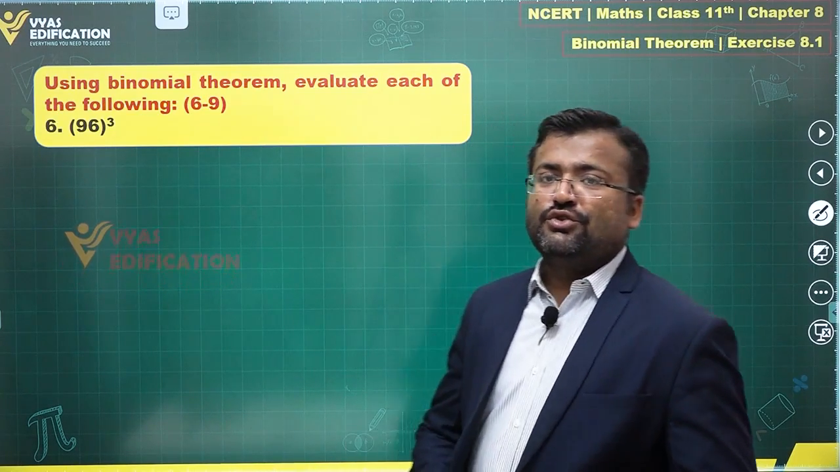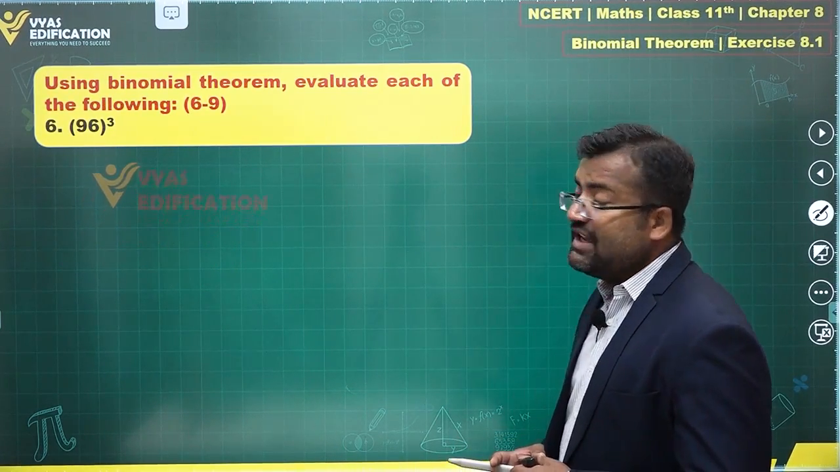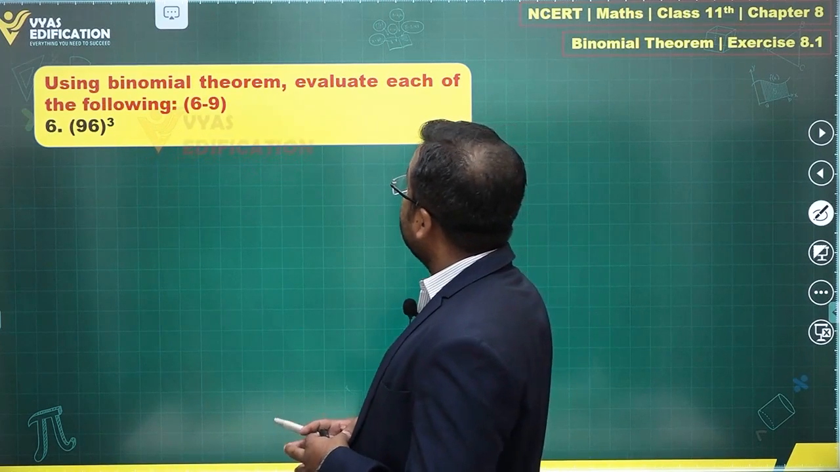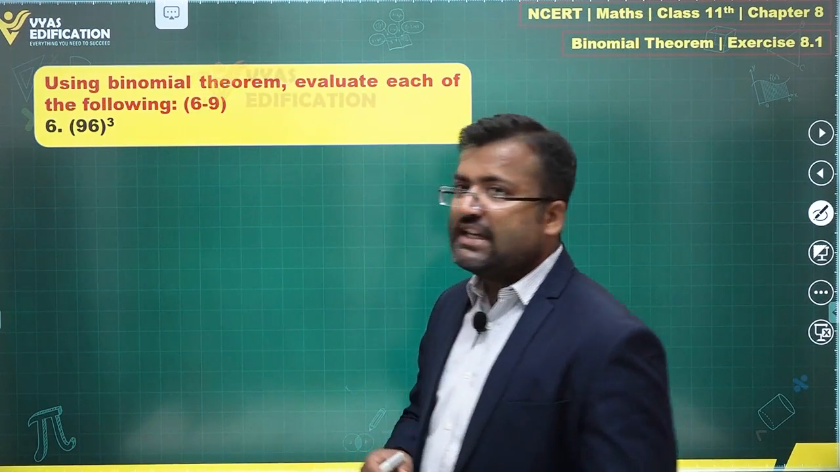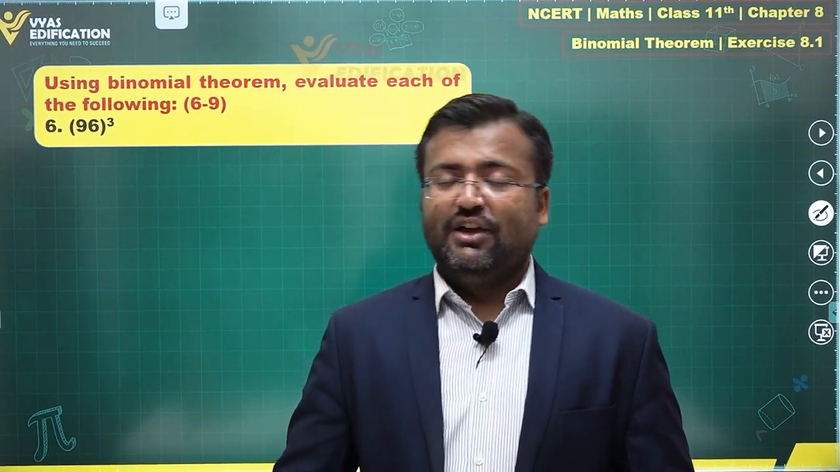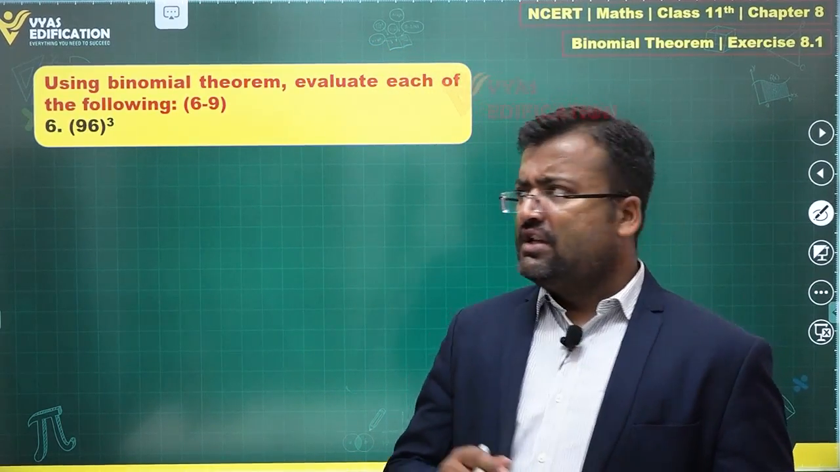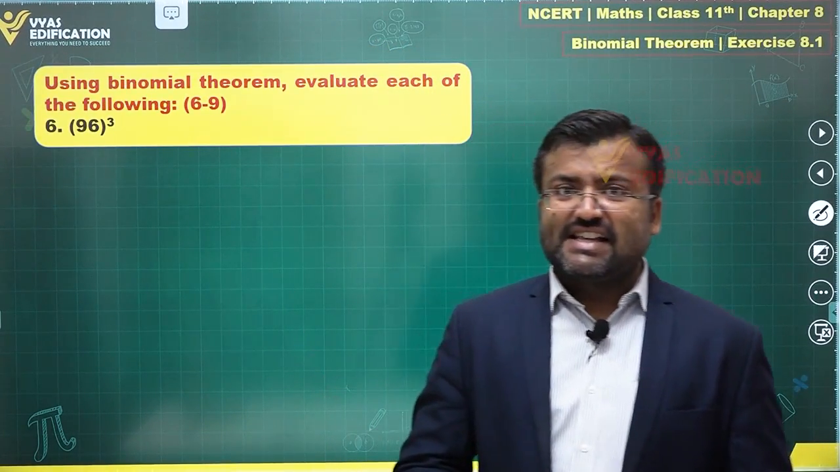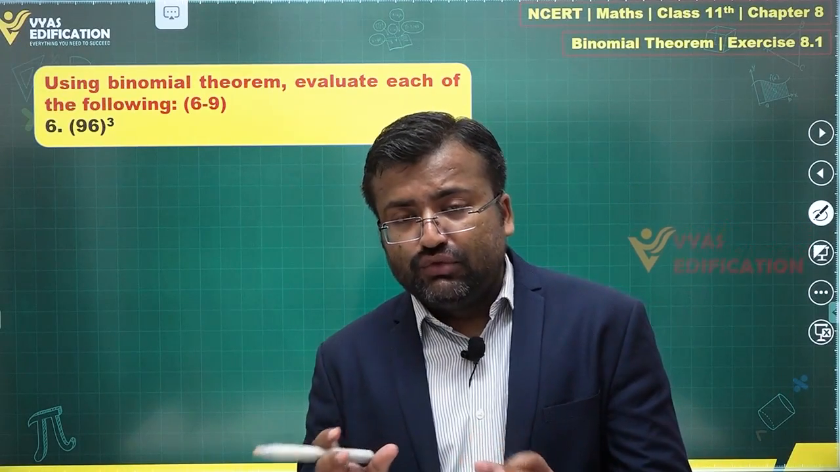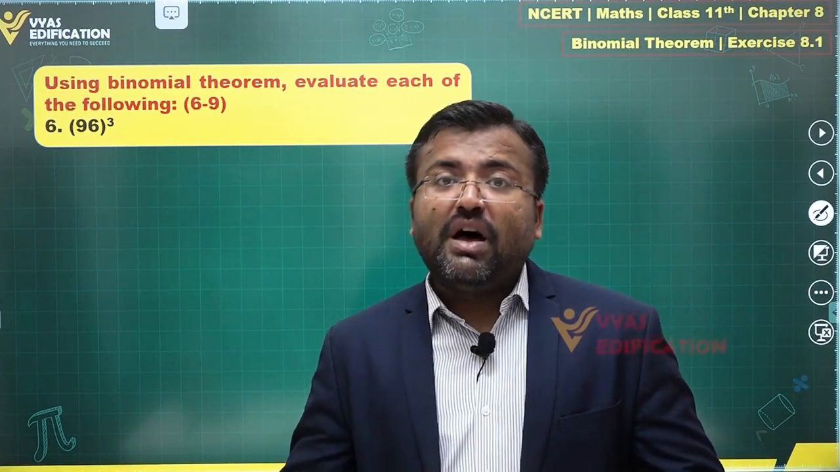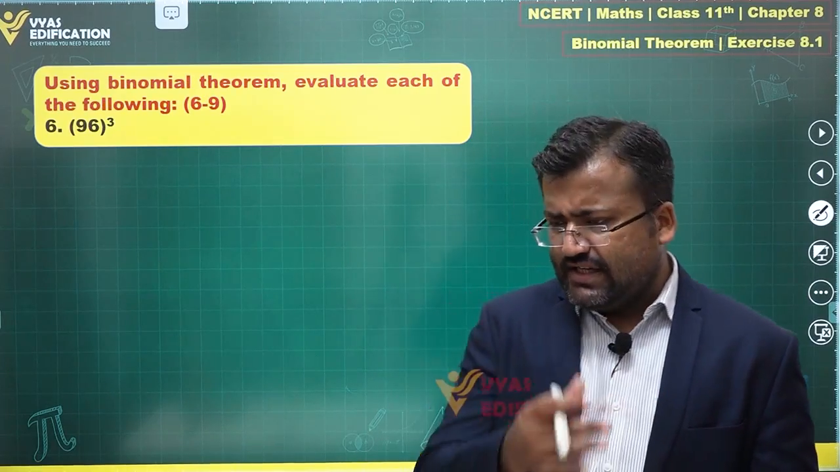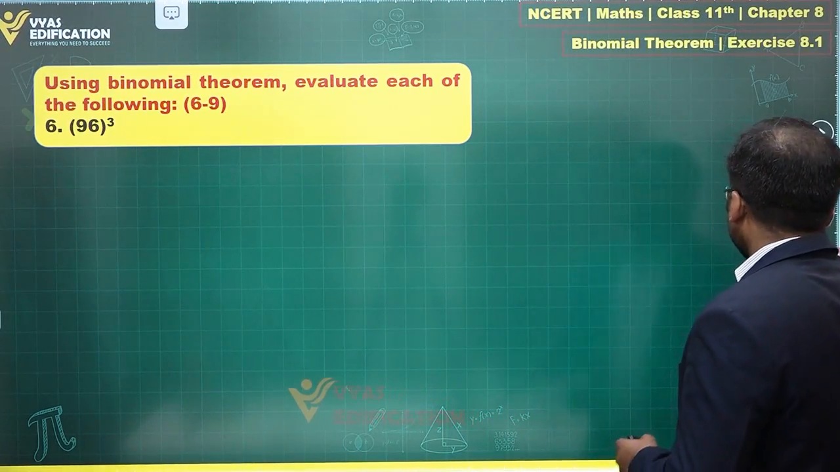Let's discuss this next question in front of us. We are asked a very interesting thing here. Using binomial theorem, we have to evaluate this 96 power 3. Okay, and how do we go about doing this? So, can we write this 96 as sum or difference of two terms whose powers are easy to find? Yes, that's what we can do. That's something that we can do very easily.